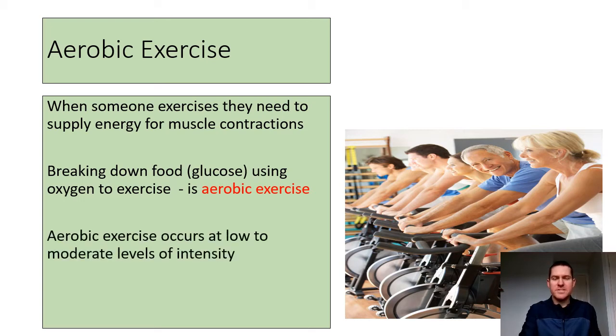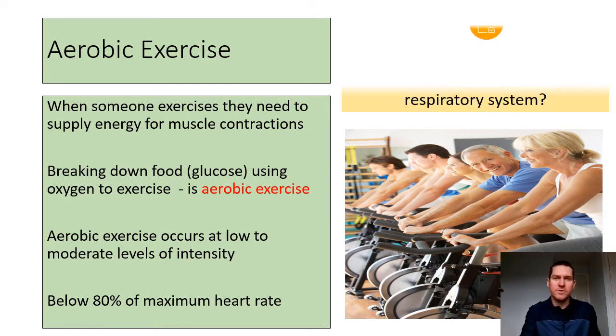So aerobic exercise, as it says there, occurs at both a low or moderate level of intensity. So we're looking at examples, and you can see in the picture, of cycling, of jogging, of walking. And if we think of aerobic exercise, we're looking at anything under 80% of our maximum heart rate. That would be us working aerobically, so with oxygen.